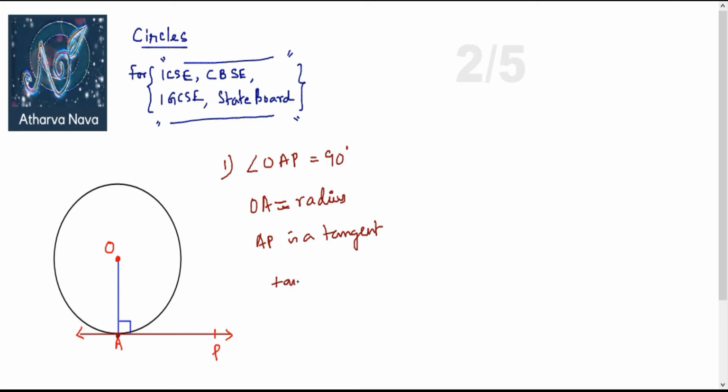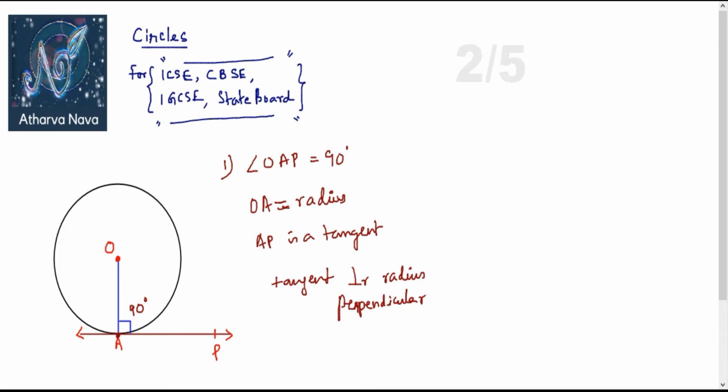So tangent will be perpendicular to radius. This is the symbol for perpendicular. You can write like this. So tangent is always perpendicular to the radius. This is what you have to remember. A tangent to a circle touches the circle at only one point, and the angle between the tangent and the radius is a right angle. Right angle stands for 90 degrees. Okay. So angle OAP is 90 degrees here. This is what we have to remember.